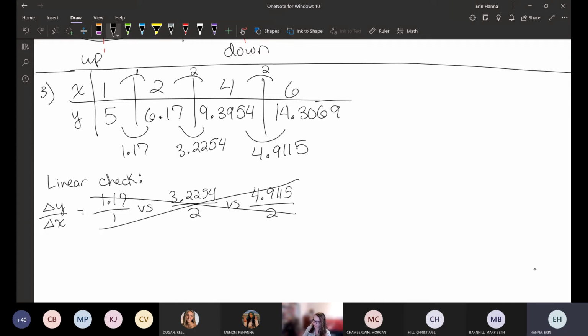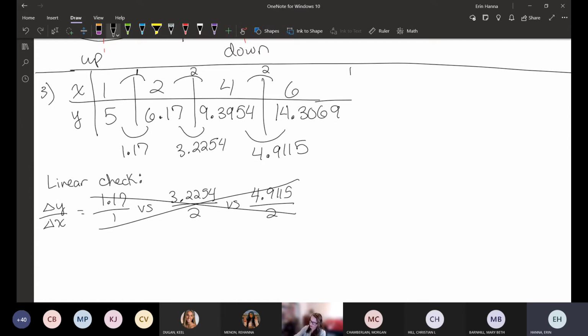These don't come out to the same thing. The real big piece is the fact that both of these are divided by 2, but they don't have the same numerator. So that's a big tip off that you don't even really need to put it in your calculator. So that's definitely not linear.